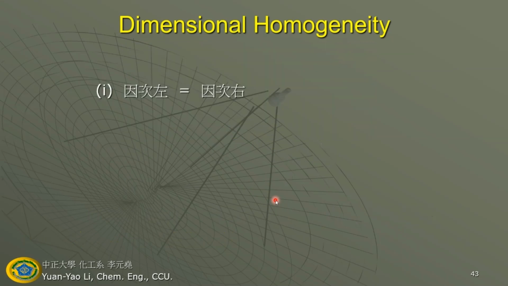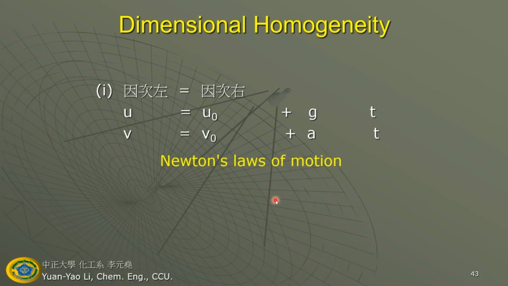There is a little bit more detailed description about dimensional homogeneity. This is another equation: U equals U0 plus g times time. Okay? So why do you know this equation is right? Because of dimensional homogeneity. As you know, that is Newton's law of motion: V equals V0 plus a, acceleration, times t. So as you know, V is what? Speed, or we call it velocity.